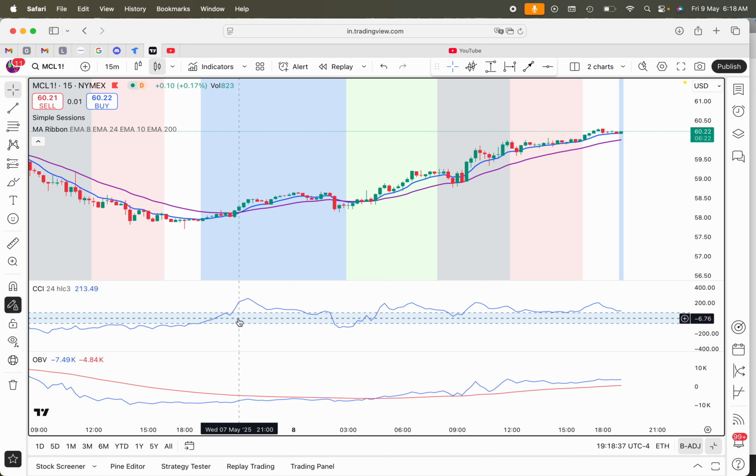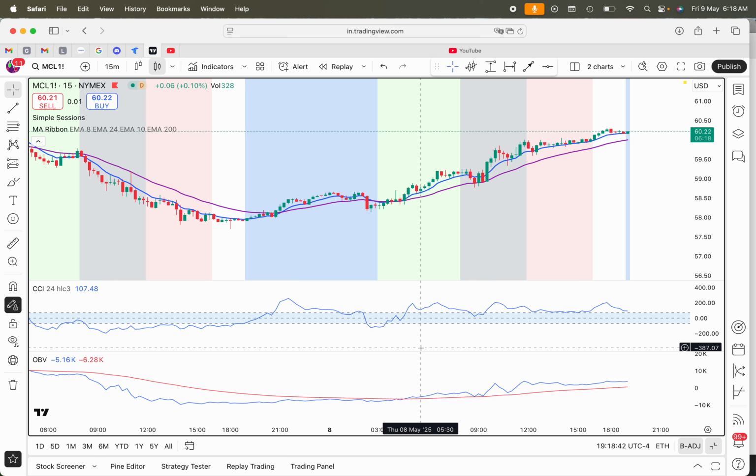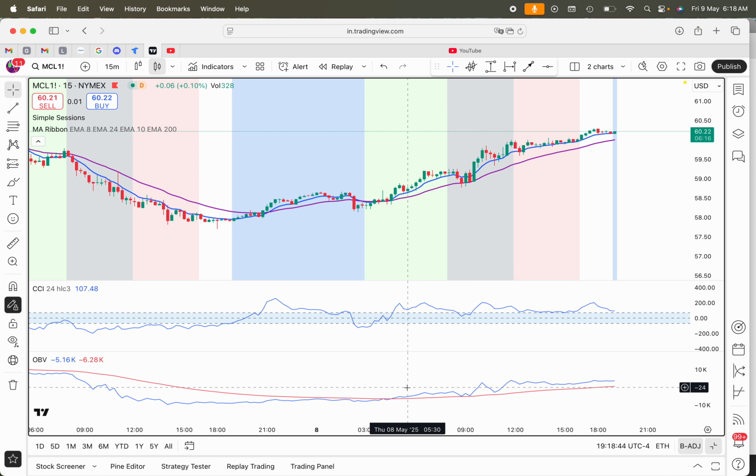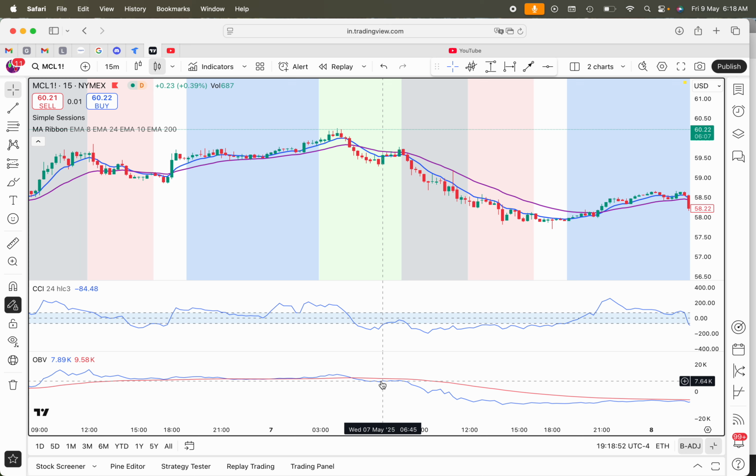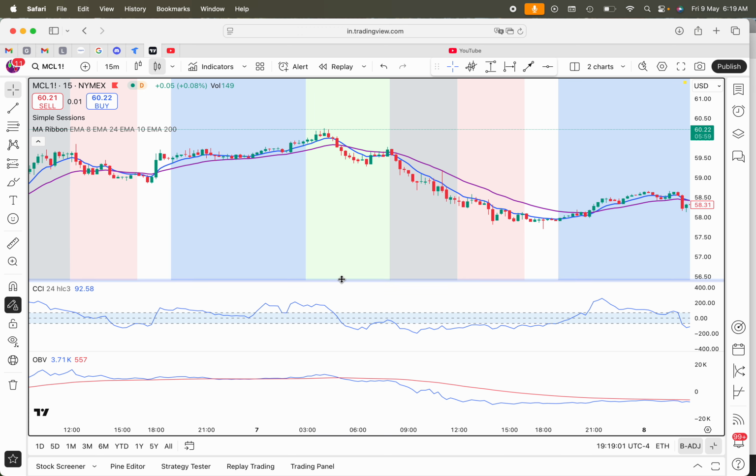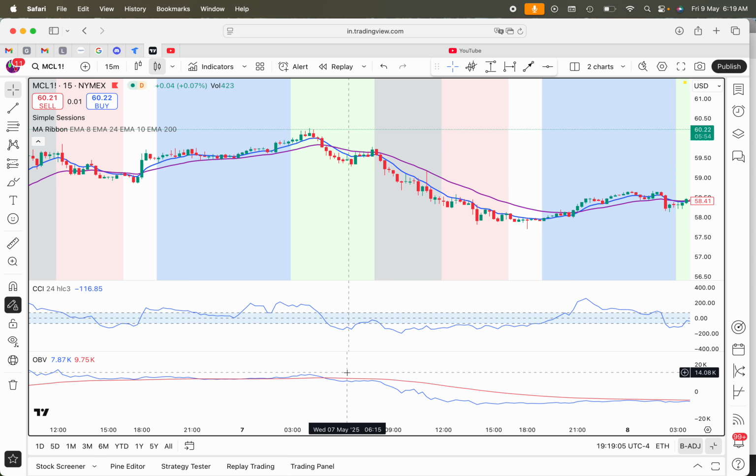So let's get stuck into it. With the on balance volume, the way that I'm looking at it is like this. When the blue line is above the red line, it means we go long. When the blue line is below the red line, we go short.